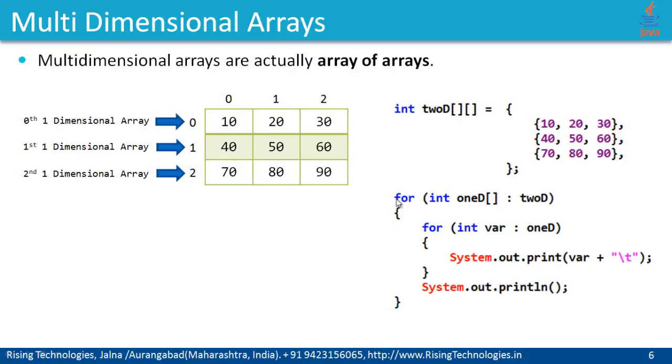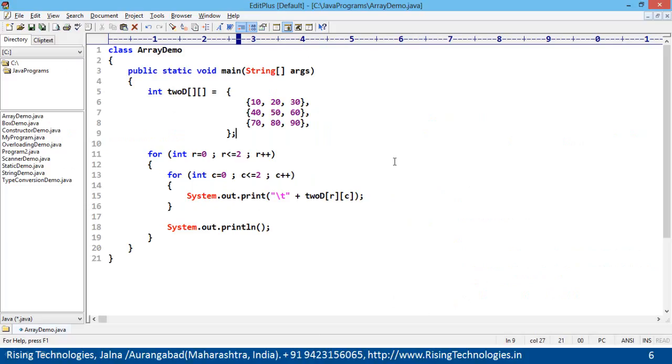So in the second execution of this for loop, this one-dimensional array reference variable is going to refer to this particular array, and the inner for loop is going to visit each and every value within this one-dimensional array. This is how, in the third iteration of this outer for loop, this 1D array is going to represent this particular array, and using the inner for loop, we are going to loop through each and every element of this one-dimensional array. Let's have a look at this.